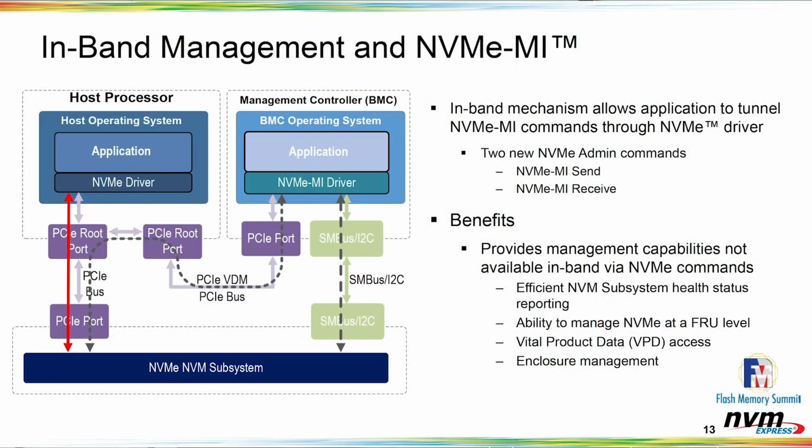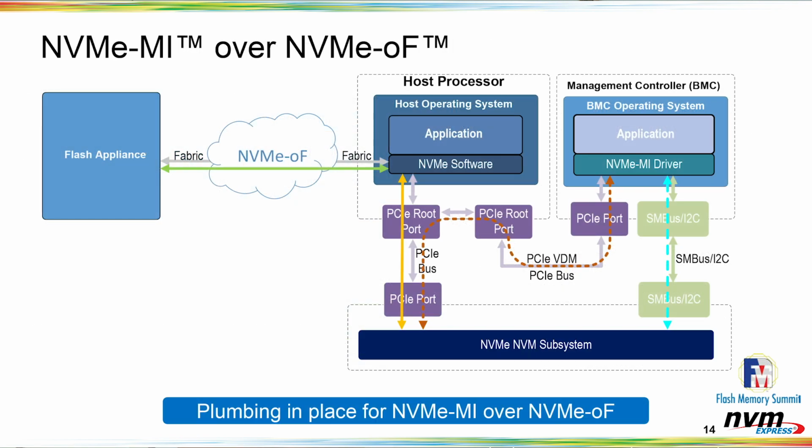The benefit of doing this is it allows us to execute MI commands in-band from the host operating system, or from a management application within the host operating system, that we would otherwise only be able to execute out-of-band from a BMC. This would involve things like being able to manage NVMe at the FRU level, reading the vital product data from an NVMe device, and doing NVMe Enclosure Management. The in-band support also lays down the plumbing to be able to tunnel MI over NVMe over Fabrics. This isn't an official work item right now, but folks have expressed interest in it, so it may be formalized in the future.